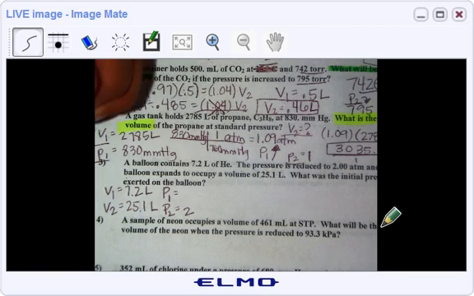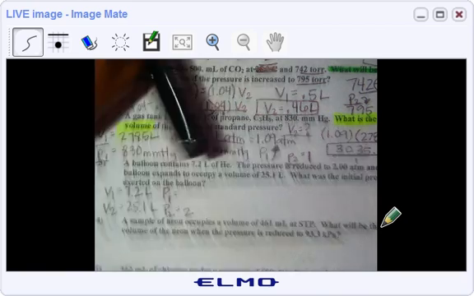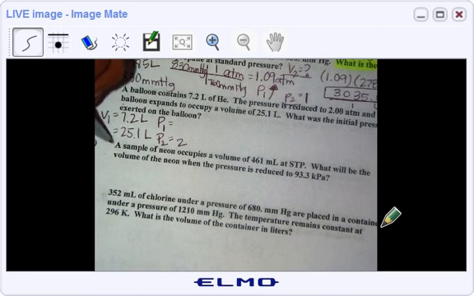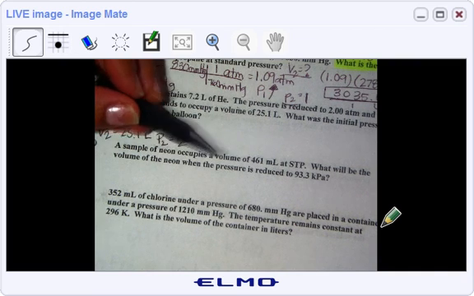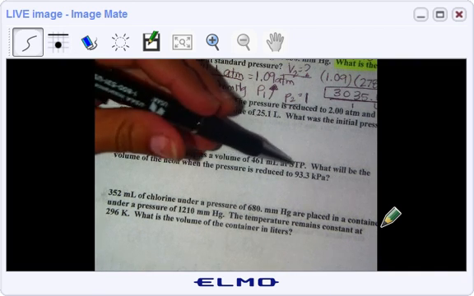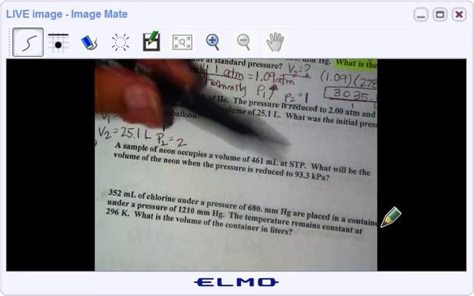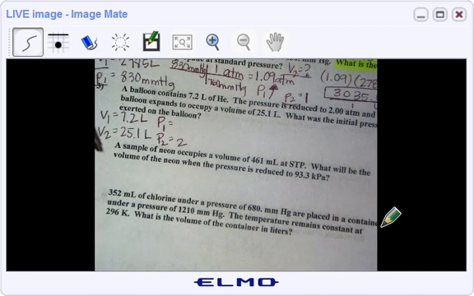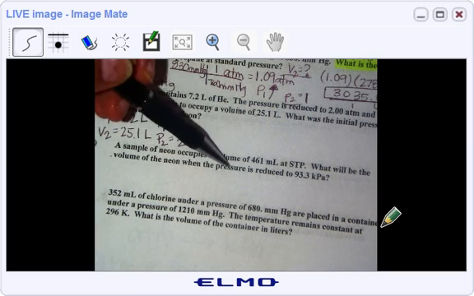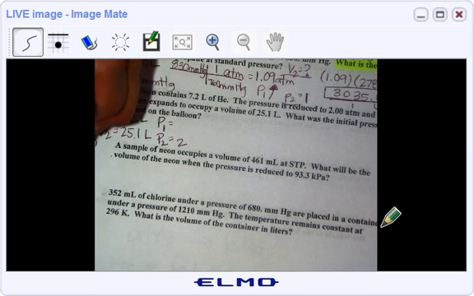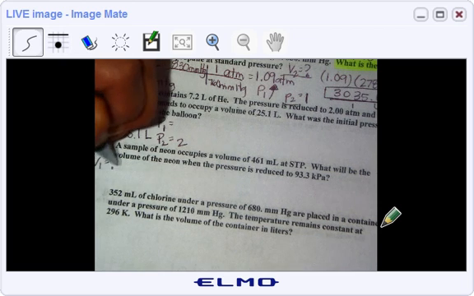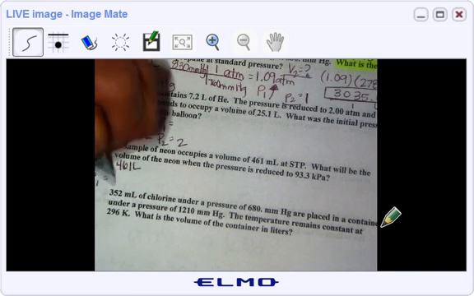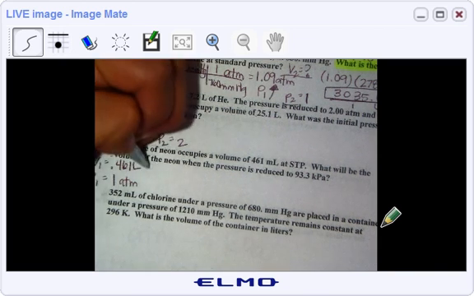I'm going to let you solve for 3, but I'm going to help you set up number 4. So just follow along and you can go back to 3. For number 4, it says a sample of neon occupies a volume of 461 milliliters at STP. STP is standard pressure, which equals how many ATMs? 1. It says what will be the volume when the pressure is changed? Okay, so V1 is 0.461 liters. P1 is 1 ATM. We're solving for V2.